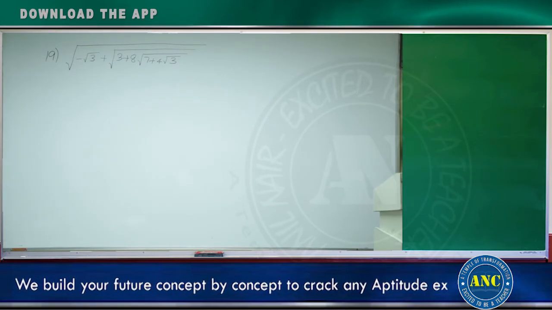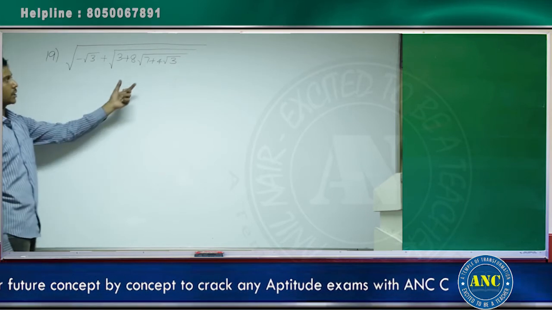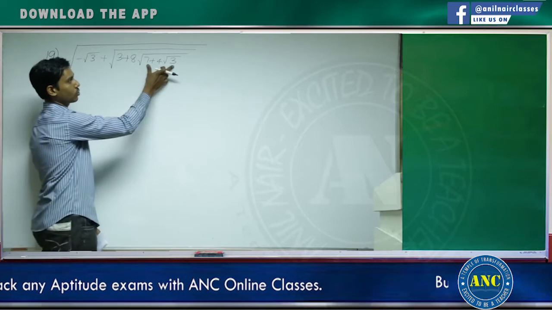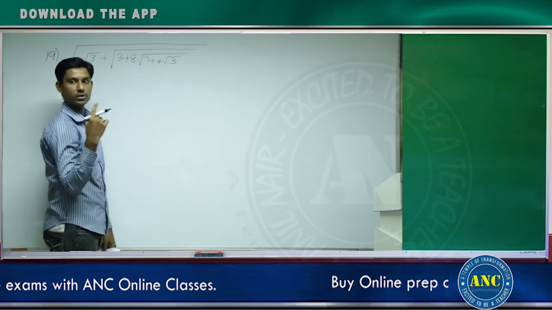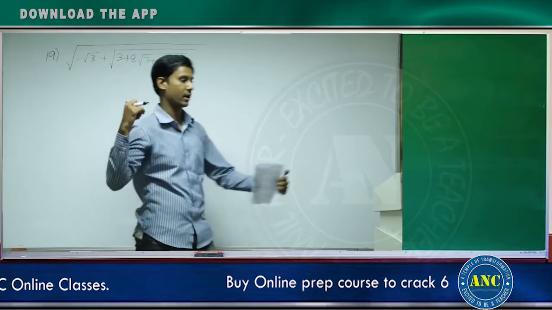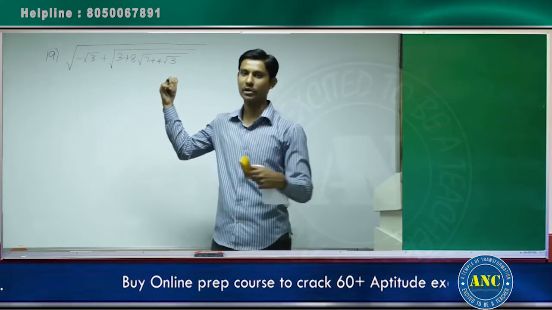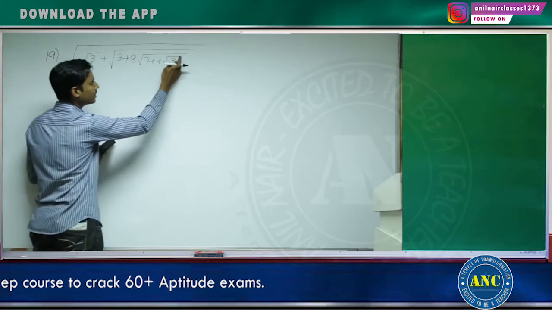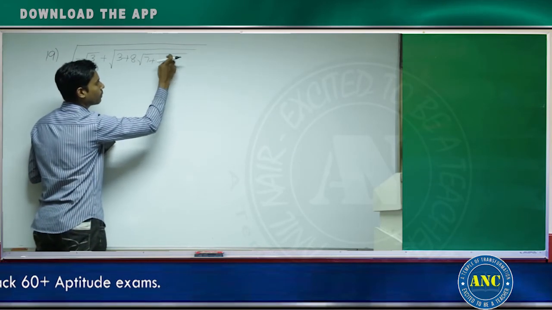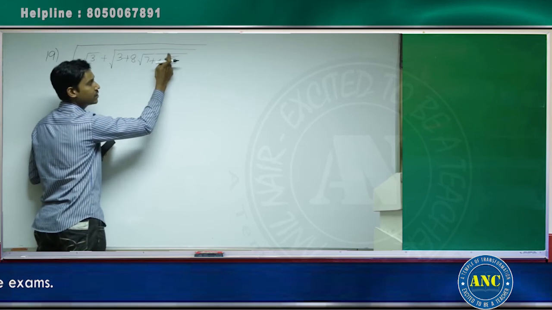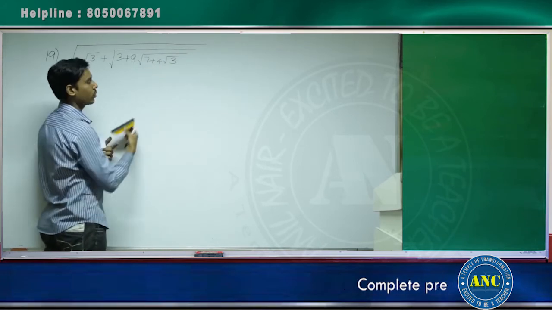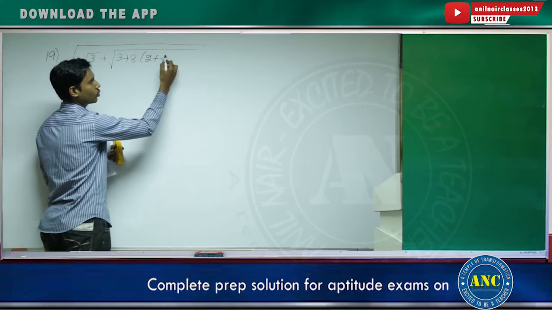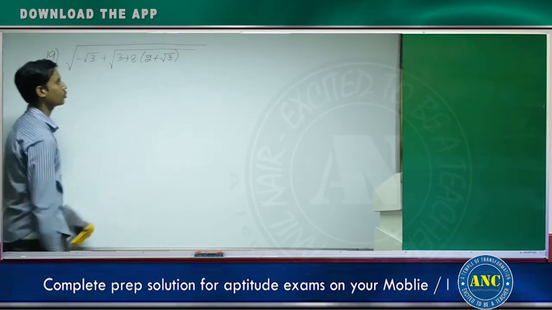Listen to this carefully. 7 plus 4 root 3 comes from the inner square root. 7 plus 4 root 3 is nothing but 2 plus root 3 whole square. How is it 2 plus root 3 whole square? We solved so many questions of that sort already, right? Let us not waste our time. This is inside the square root. It is 2 plus root 3 whole square, and with this square root that will cancel, right? So square root of 2 plus root 3 whole square is 2 plus root 3. Getting the idea? You will get it as 2 plus root 3.